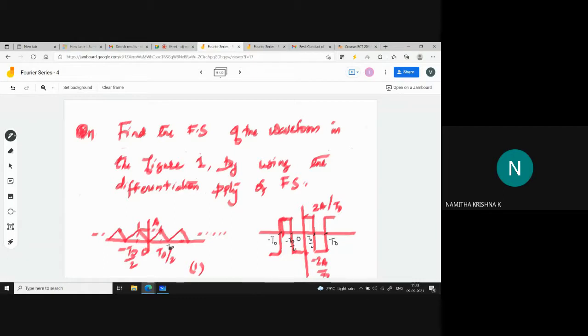It moves from a to 0 in time t0 by 2. So that is a negative slope. Slope is minus 2a by t0.